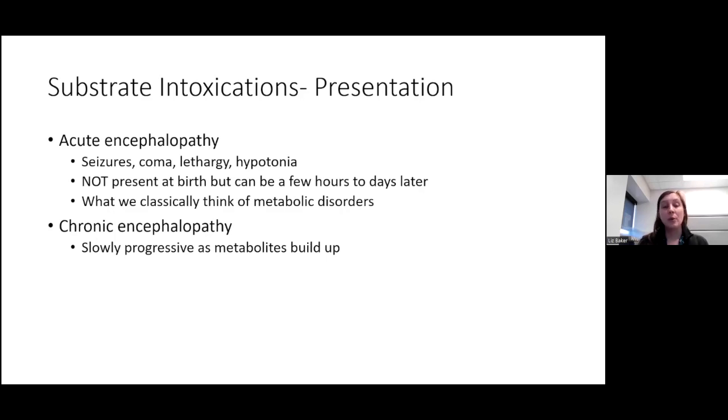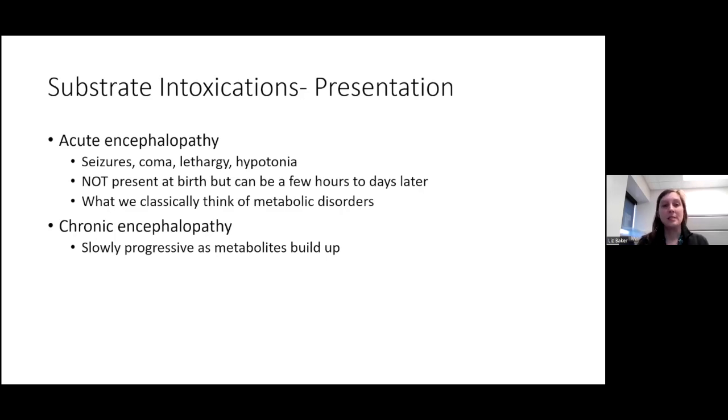So they'll have a normal pregnancy. Their initial presentation after they're born is completely normal. But a few hours to days later, they'll present with these severe symptoms. And this is what we classically think of as a metabolic disorder: a kid coming in sick to the emergency department. You think about sepsis first, but you also need to think about inborn errors of metabolism.